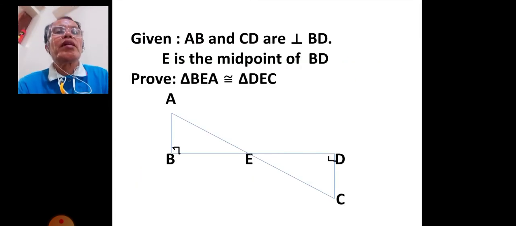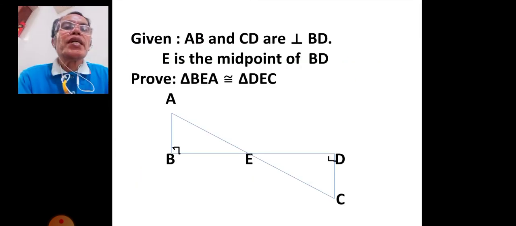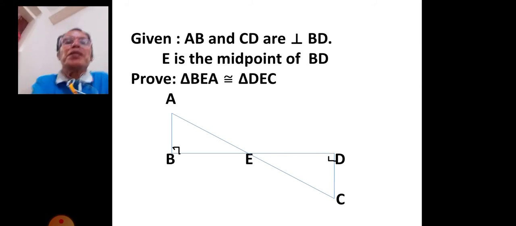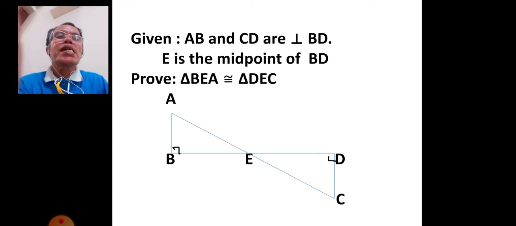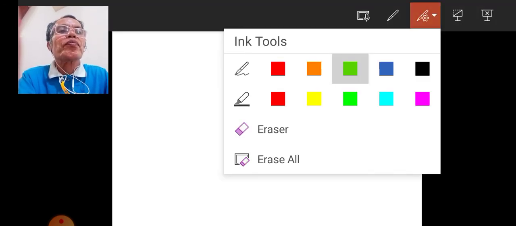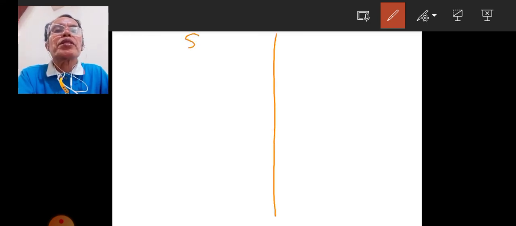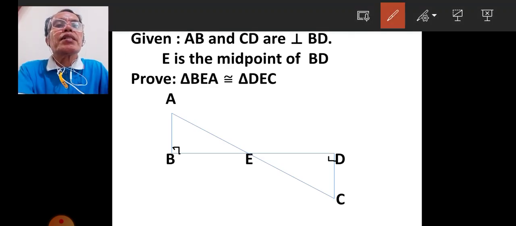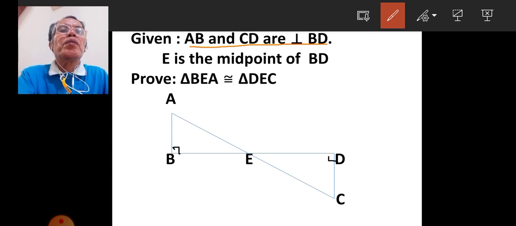Okay. Next, AB and CD are perpendicular to BD. E is the midpoint of BD. You are going to prove that triangle BEA is congruent to triangle DEC. So again, we are going to have a two-column proof. This is for our statement, for our reason. So the first statement must be the one in the given.